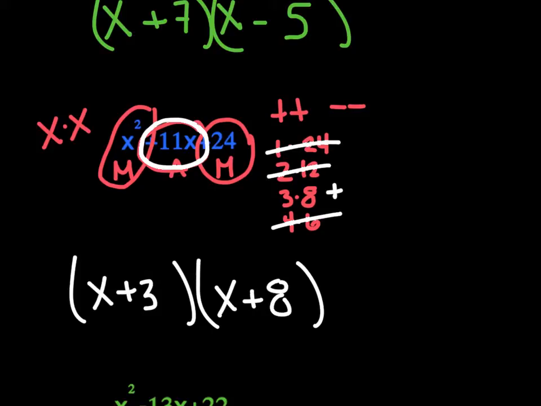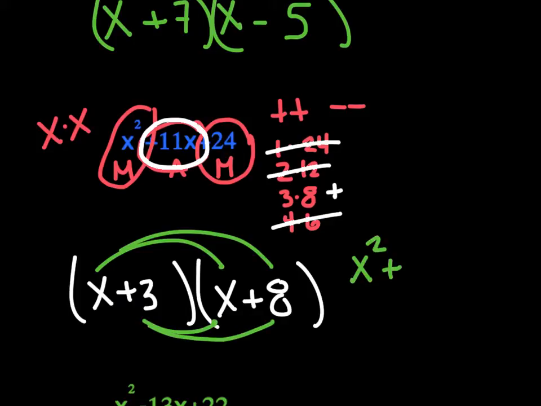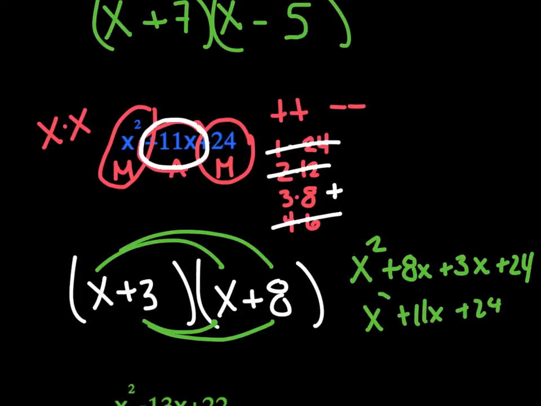Now remember, you should never get factoring wrong because you can check them. If you distribute, FOIL, or use the tabular method, we should get the original. So I'm going to FOIL. I would get x squared plus 8x plus 3x plus 24. So that's x squared plus 11x plus 24. Wham bam, it checks.